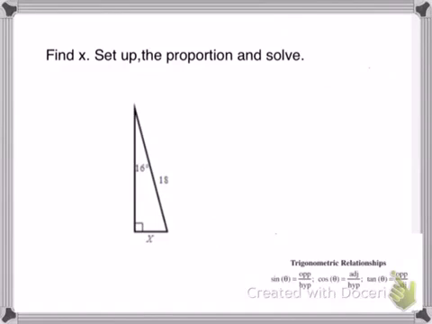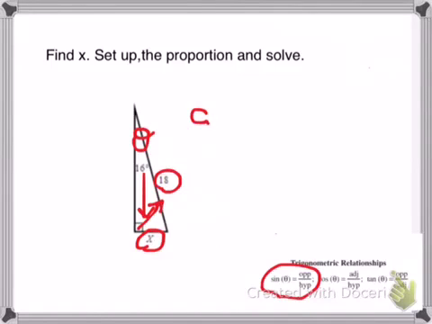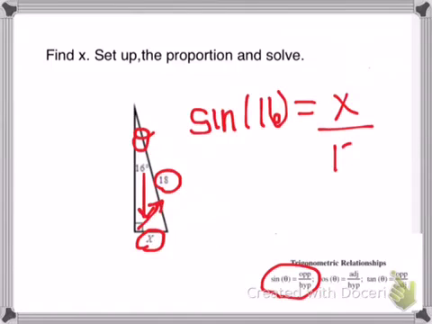For the next problem, it wants us to find x, set up a proportion, and solve. To find x, we're going to compare this side and this side. Since we're given the angle 16, the angle 16 would be theta. That's going to compare the opposite side and the hypotenuse, which would be sine. So you need to set up your proportion: sine 16 degrees equals the opposite side over the hypotenuse, which is 18.